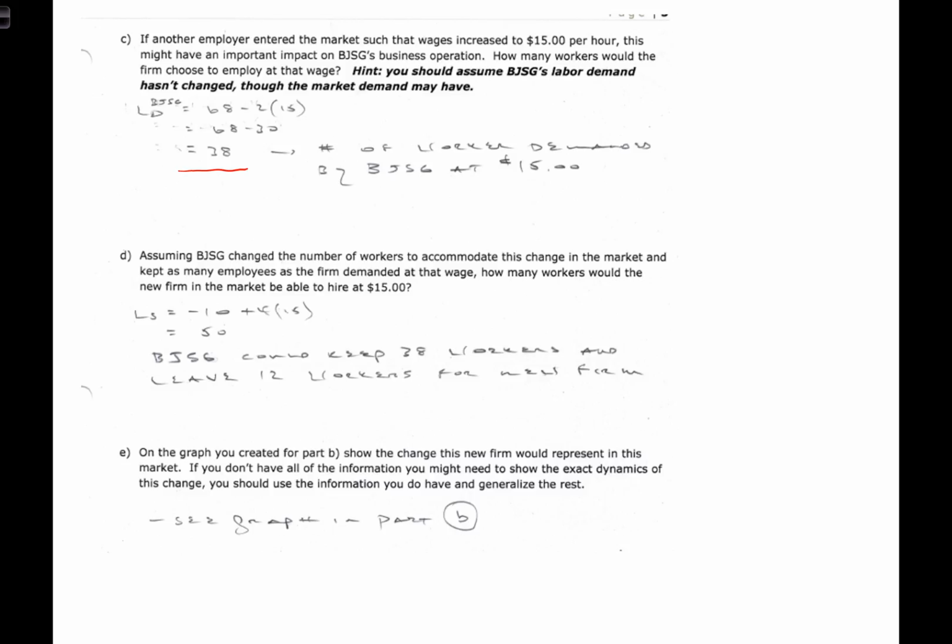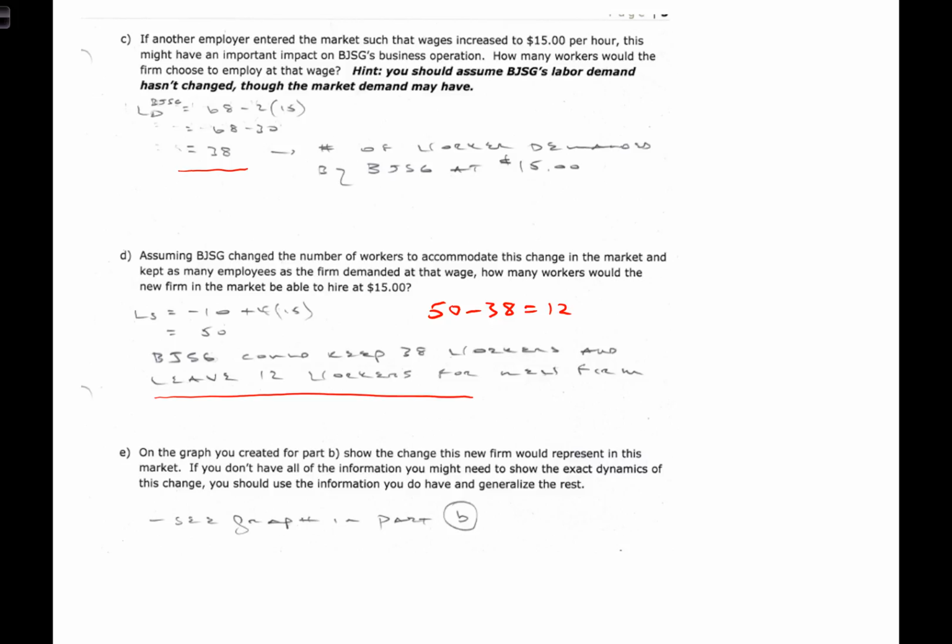So the total supply is 50. Well, if we have the total supply of 50 and BJSG hires 38 of them, that leaves 12 for this new firm in the market. So the correct answer for that was 12 workers.